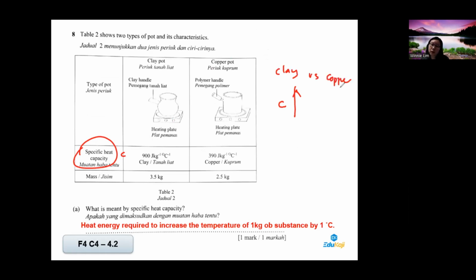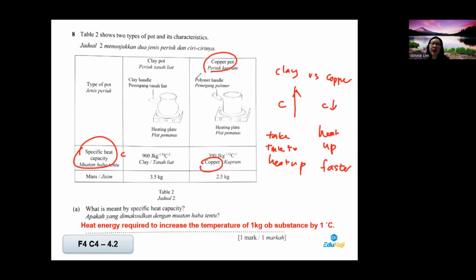Copper, which has less. So the idea behind is, if it is high, that means it takes time to heat up. While if it is small, it takes a shorter time to cook, or you can heat up faster. In simple words, heat up faster. Because you just need a smaller quantity of energy to increase the temperature of 1 kg of substance by 1 degree Celsius. So obviously, material-wise, we will use copper.